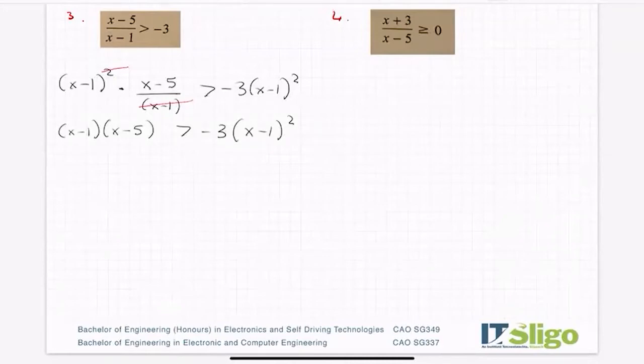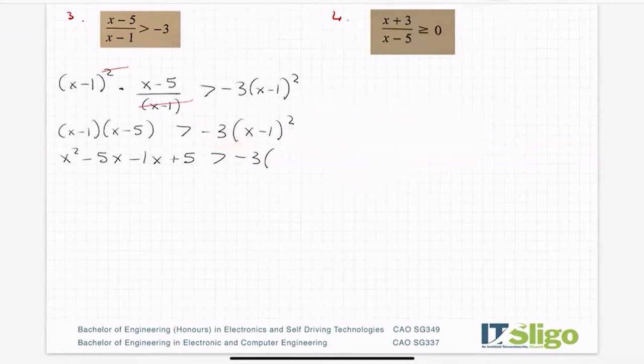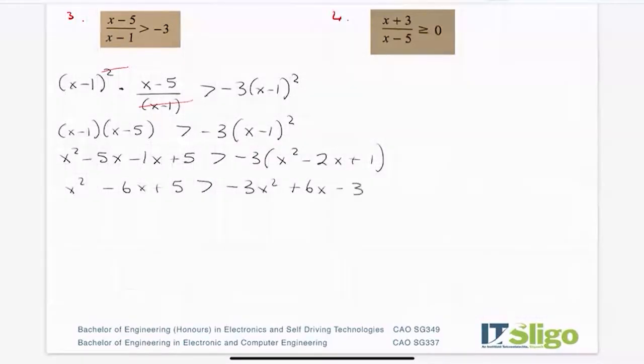Okay, so let's multiply it out. x by x, x squared; x by minus 5, minus 5x; minus 1 by x, minus 1x; minus 1 by minus 5, plus 5. Because of BOMDAS, I have to do the square bit first. You don't multiply in the 3 first. If you look at BOMDAS, the power comes before multiply. So I have to do my powers first. So that will be x squared minus 2x plus 1 when you multiply it out. And then let's multiply in my 3. I'll have minus 3x squared plus 6x minus 3. Does that make sense? I hope it does.